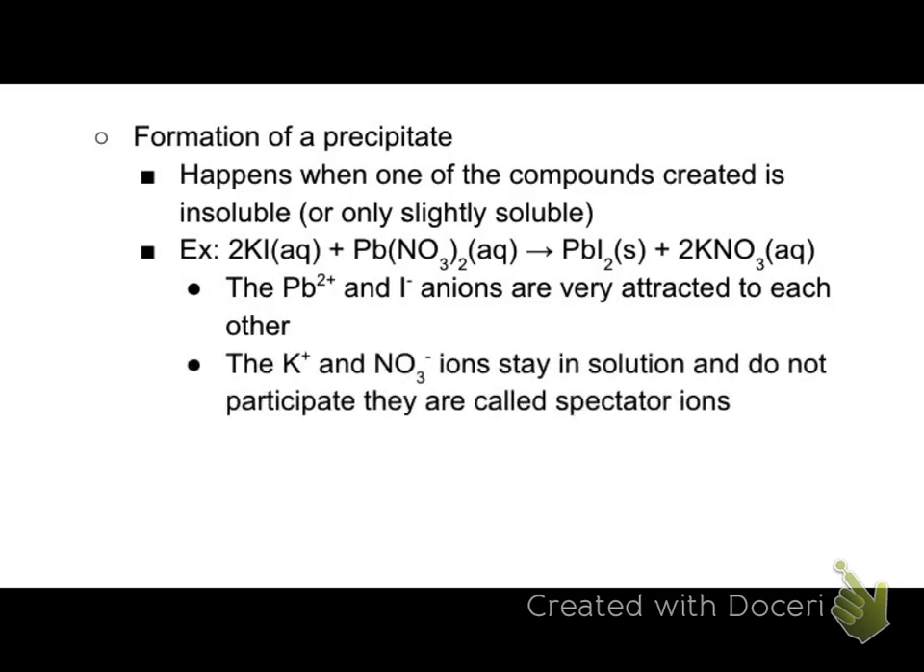The potassium and the nitrate ions stay in solution and they never participate in the reaction. So you will often hear these types of ions referred to as spectator ions because they're just going to stay happy and floating around in the solution, and the only way you would have them solidify into a compound would be if you evaporated off whatever you had them dissolved in. Otherwise, they're just going to stay happy floating in the solution, which is why we call them spectator ions.